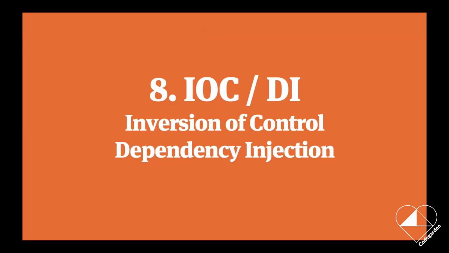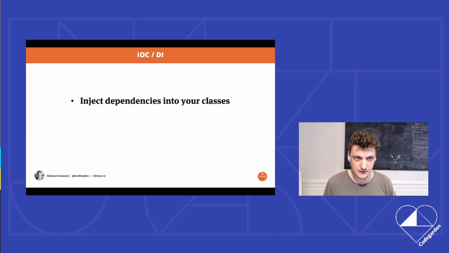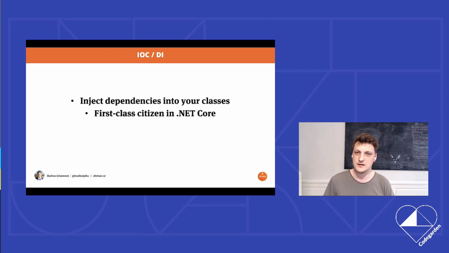So my 8th topic for today is going to be around IOC and DI, so inversion of control and dependency injection. So this is basically the practice about injecting your dependencies into your classes. And this is probably something that you've seen before or maybe that you're using every day. It is a first-class citizen in .NET Core, .NET 5. So this is something that we all have to learn and get our hands dirty with in the upcoming years, especially now when Umbraco is moving to .NET 5.